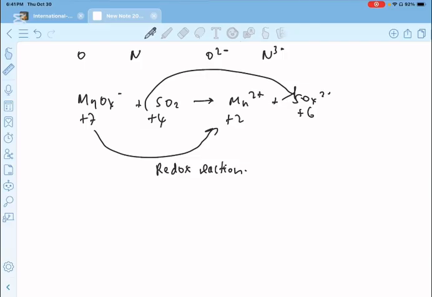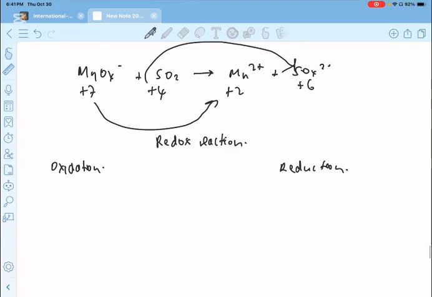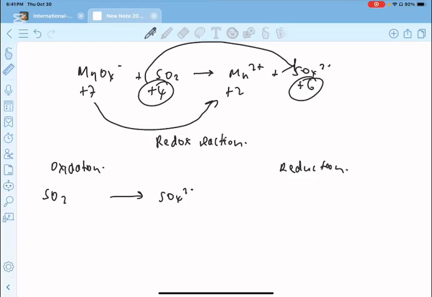So write the half equation for oxidation and write the half equation for reduction, okay? Basically, manganese is being reduced while sulfur is being oxidized. So let's write the SO2 equation first. SO2, you write that on one side and you write SO4 2 minus on the other side. We know that oxidation is a loss of electrons, okay? And the oxidation number for sulfur has gone from plus 4 to plus 6.